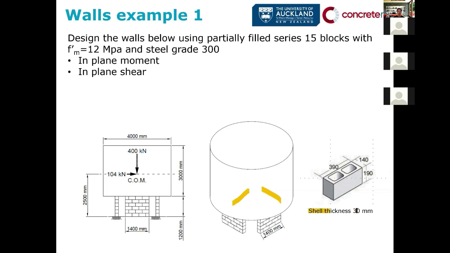I'm giving you the thickness of the shell. So that's 30 and that's 30. And I'm giving you the loads, 104 horizontal load, 400 vertical load, and we have these dimensions. 1200 millimeters, that's the length of the wall, and 1400 is the length, and 1200 is the height.